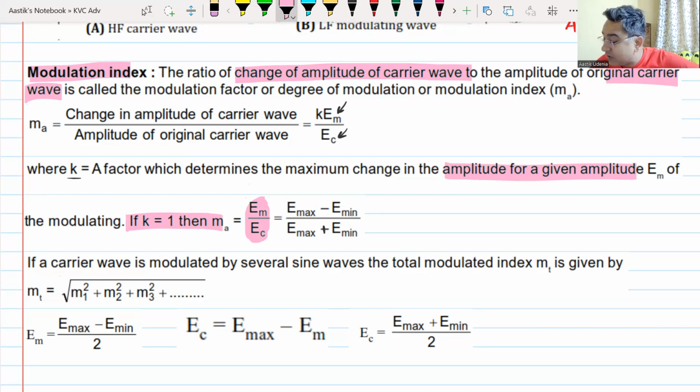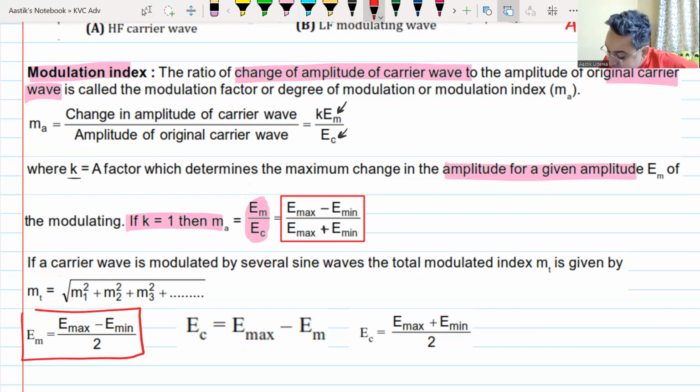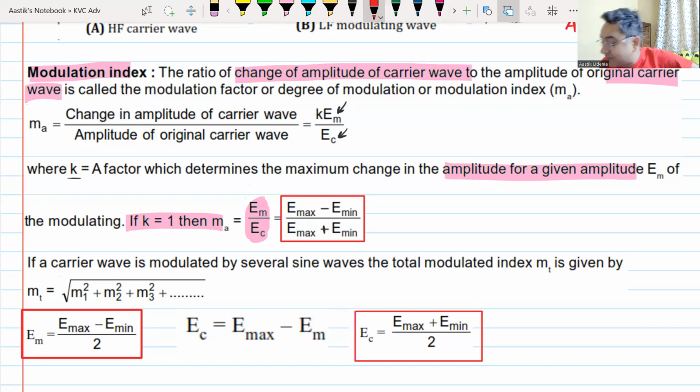Now remember the value of this EM, and you must remember it in different ways. The value of this EM is (E max minus E min) by 2. Do you see it here? And the value of this EC is (E max plus E min) by 2.